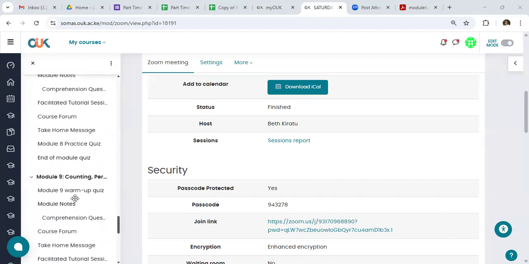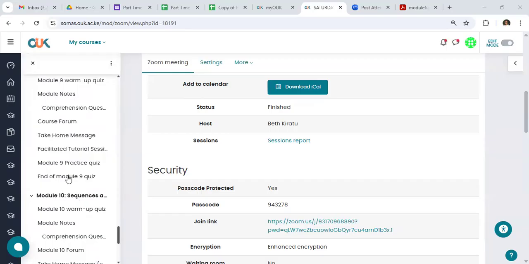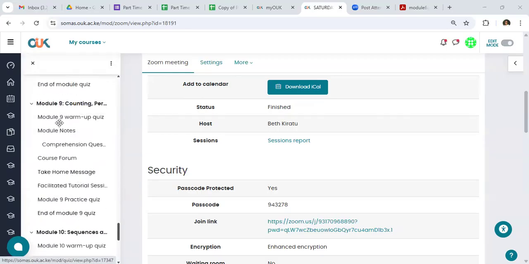Then we shall have module 9, which takes us back to the counting principle, that is in module 9 and module 10.